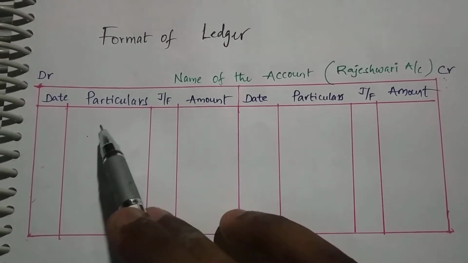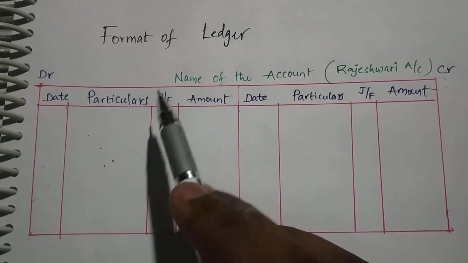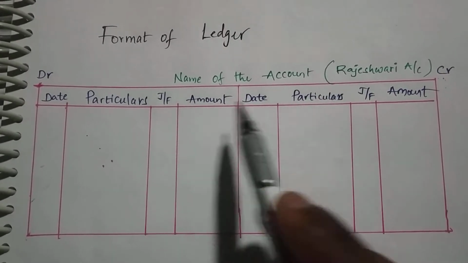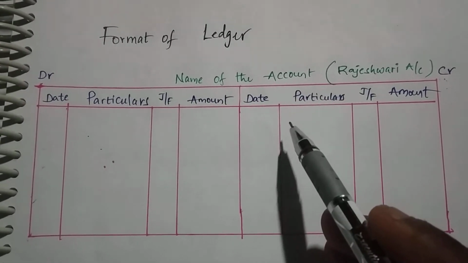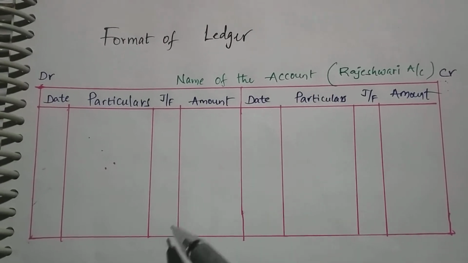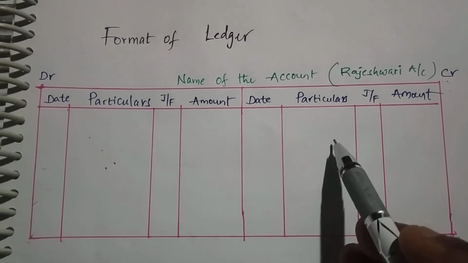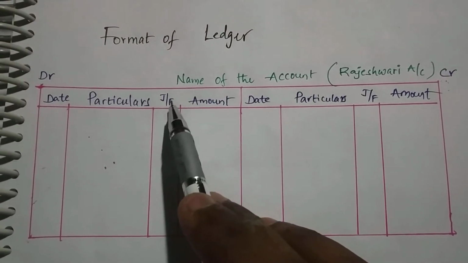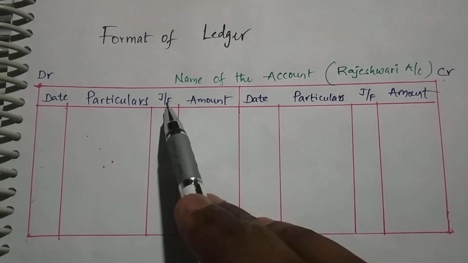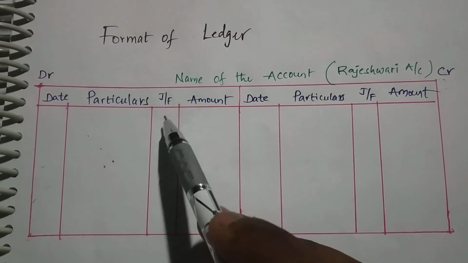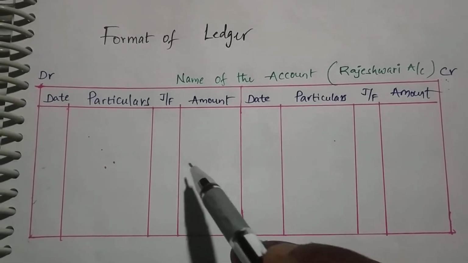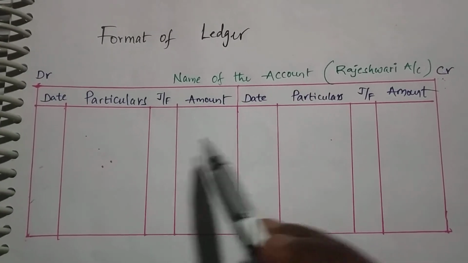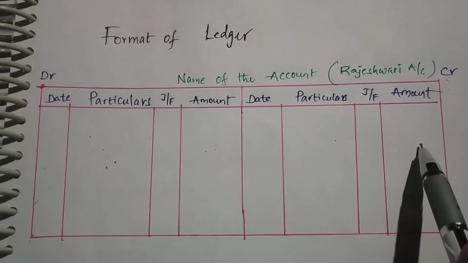Whatever the name of the other account affected through the transaction is, it is written either on the debit side or the credit side in the particulars column. The page number of the journal or subsidiary book from where the particular entry has been transferred is entered into the journal folio column. Whatever the amount pertaining to the account is, it is entered in the amount column of the debit side or credit side.